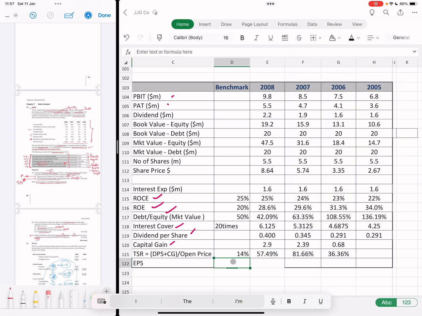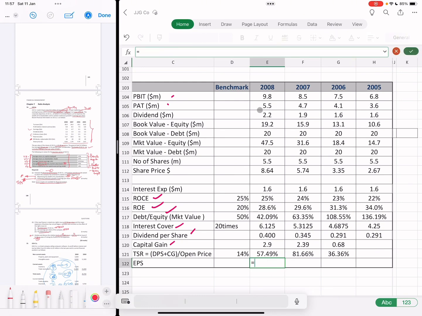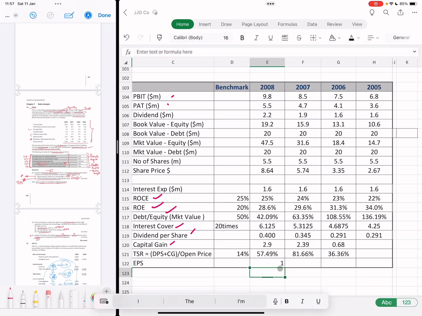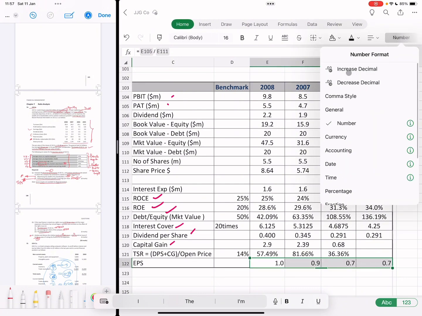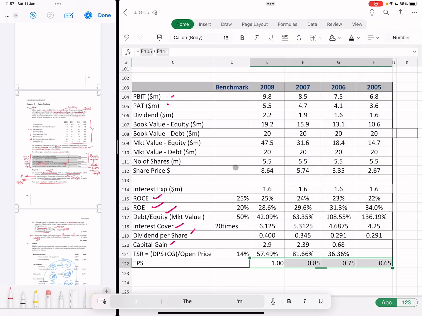So EPS is easy. It's earnings per share. Our total earnings is profit after tax, and the total number of shares, we have it here as well. And we have EPS for all the years. Likewise. So that is our EPS. So practically, we are done with the ratio calculation.